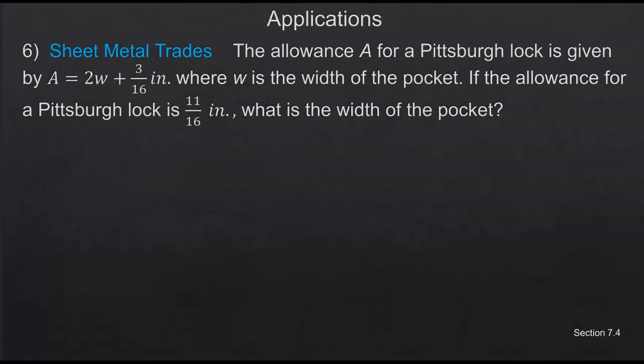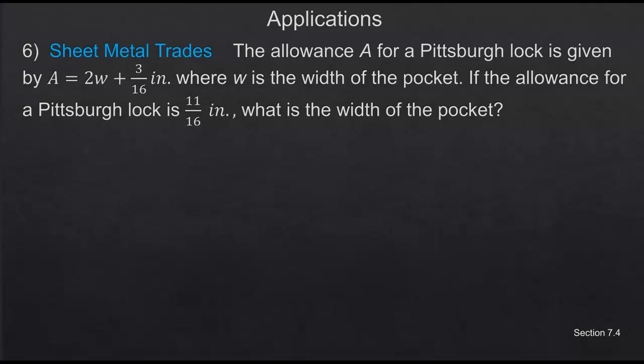Okay, this is a word problem that goes with this section. Once we take this formula and substitute in, we're really just solving an equation. So this is sheet metal trades. The allowance A for a Pittsburgh lock is given by A equals 2 times W plus 3/16, and that's 3/16 of an inch, where W is the width of the pocket. If the allowance for a Pittsburgh lock is 11/16 inches, what is the width of the pocket?